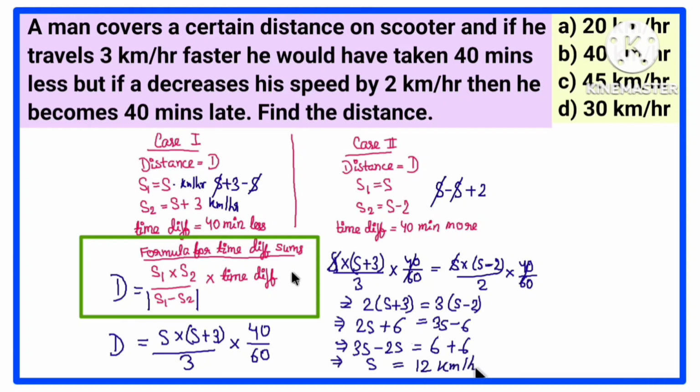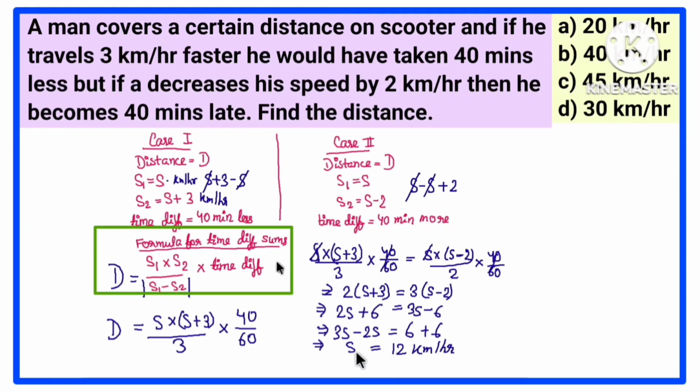So this is the speed. But here we are asked to find the distance. So put the speed in any of the two equations. Let us put in case 1. So we get d as 12 into (12 + 3), that is 15, divided by 3 into 40 by 60. So let us cancel. 15 4s are 60, 4 10s are 40, 3 4s are 12. So we get 4 into 10, that is 40 kilometers as our final answer.